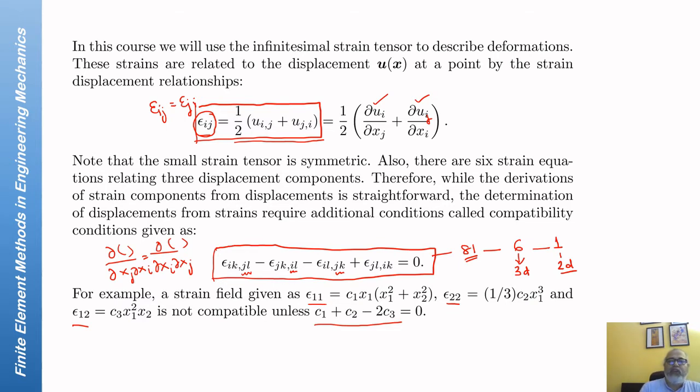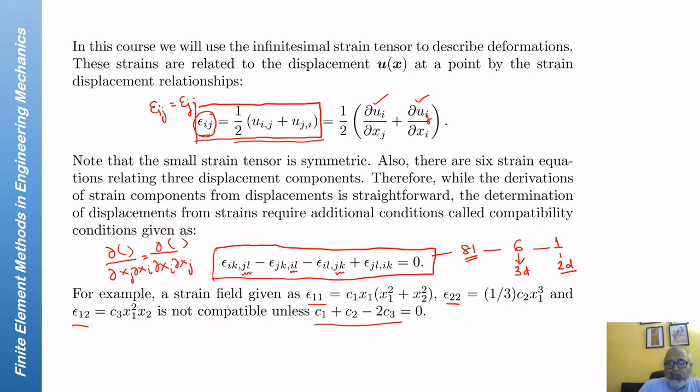However, in the reverse process, when you have a displacement field, you can just take its derivative, use the strain displacement relation to get the strain. So displacement to strain is straightforward. Strain to displacement requires checking of the compatibility condition.